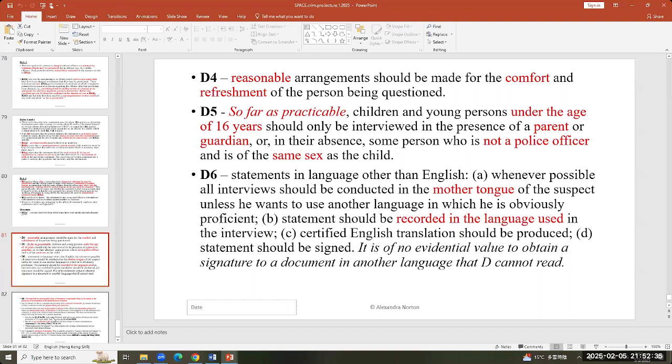And if the defendant, or suspect, is giving his statement in another language, then the statement that he's asked to sign can't be in a different language that he can't read.